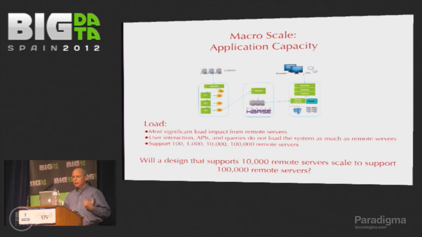One of the first things we had to do was understand where the load really comes from and what causes the real pain in this. And you very quickly understand that the load imposed on this application from the remote servers far outweighs the load from interactive users and API traffic. API traffic hasn't ever come anywhere near the type of load that you get from processing the data. So we start there, right? If you get something that works for 10,000 remote servers, is that same architecture going to work when you need to scale to 100,000? Or are there holes where you have to do things significantly differently?